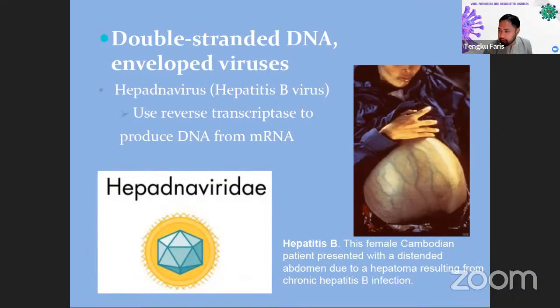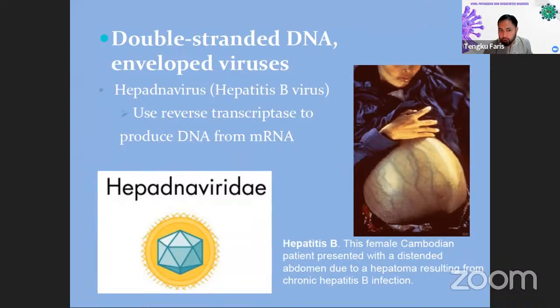Some viruses are very intelligent because they have this reverse transcriptase enzyme inside their viral component. So they can convert backwards, from mRNA to DNA. They produce their own DNA with this enzyme. Some viruses don't have this reverse transcriptase. They cannot reverse, they cannot make their own DNA.